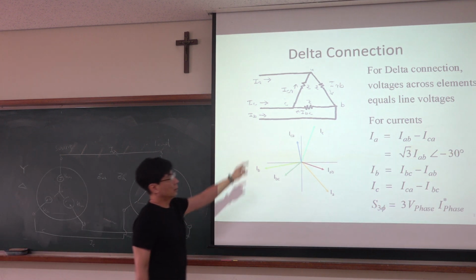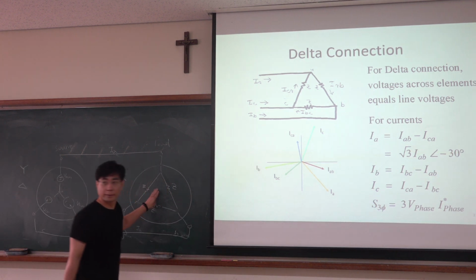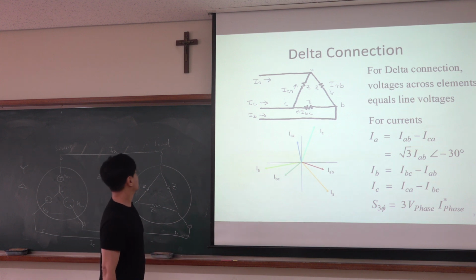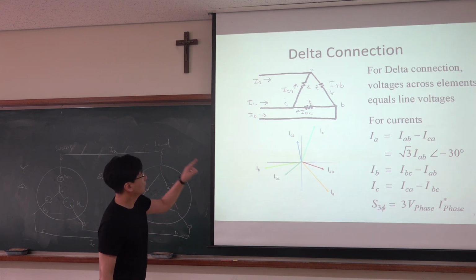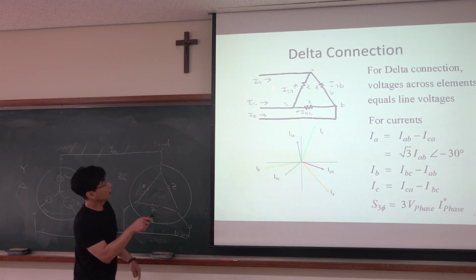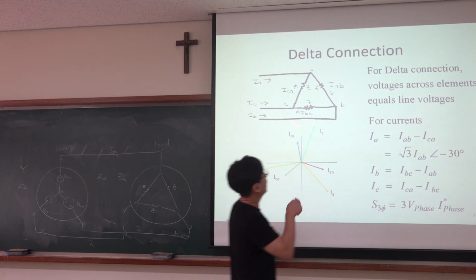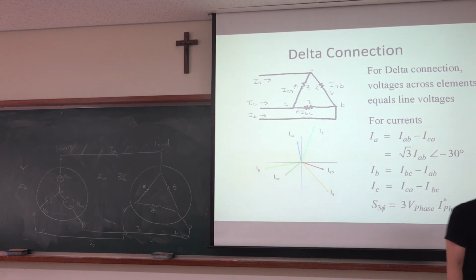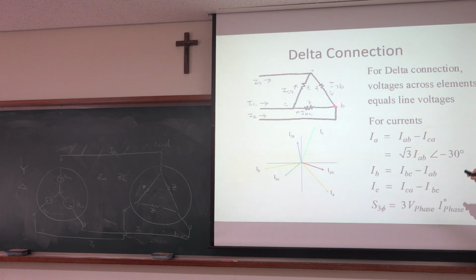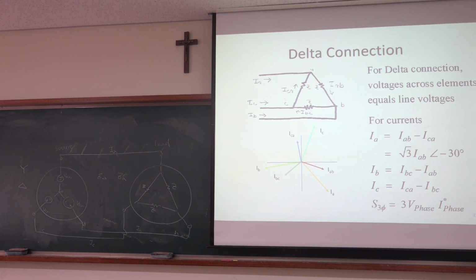Delta connection. This is the load side here. Z, Z, Z. Why does the load look like that? Because you are using a three-phase machine. A three-phase machine inside is like that. You have a motor here, a magnetic component, another magnetic component, another magnetic component, right?